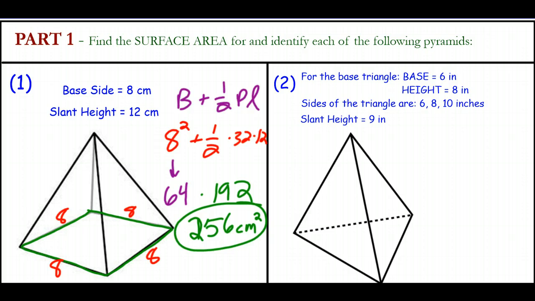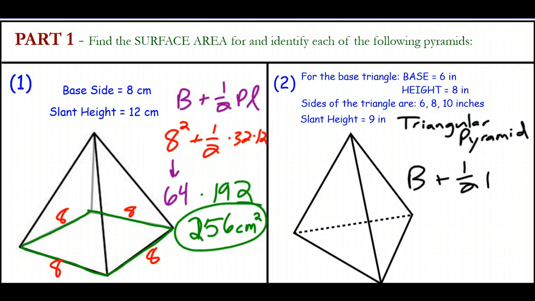Now on number 2, we have a triangular pyramid, which is a little bit strange to see sometimes because you expect often, because of what you've seen in real life and in pictures, maybe with the pyramids in Egypt, you've seen lots of examples of square pyramids, but the triangular pyramids are also a type of that. So base plus 1/2 the perimeter times the slant height.